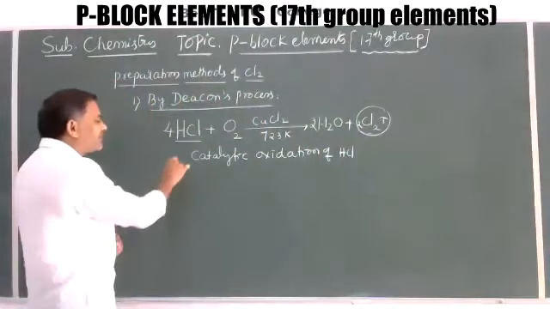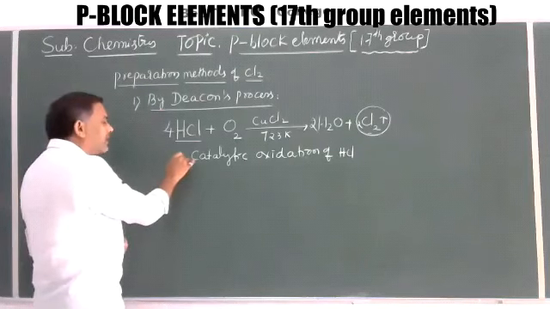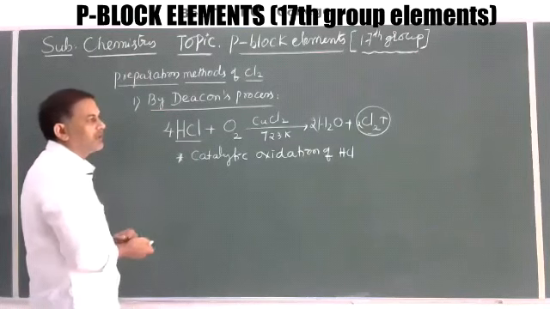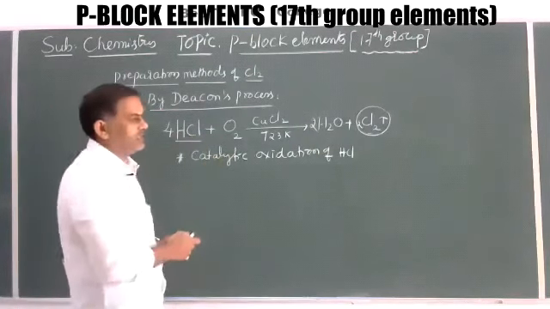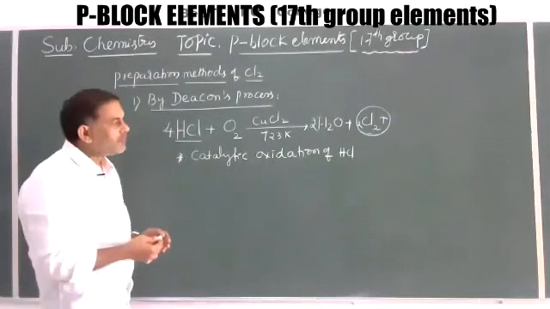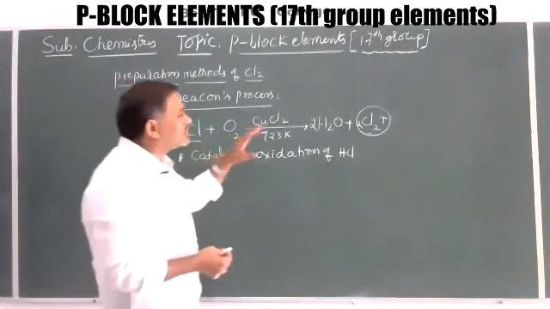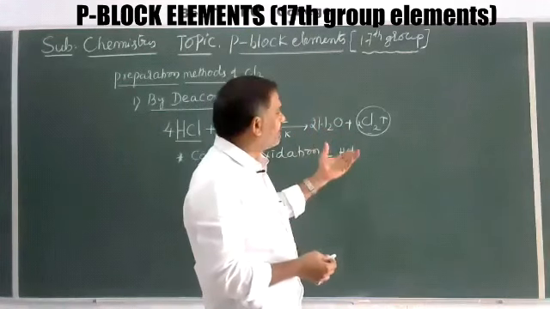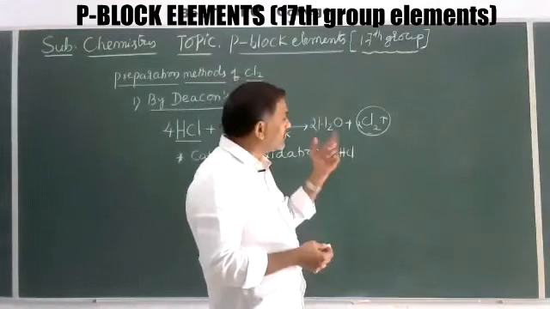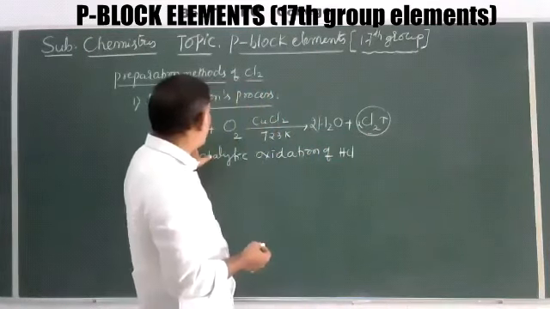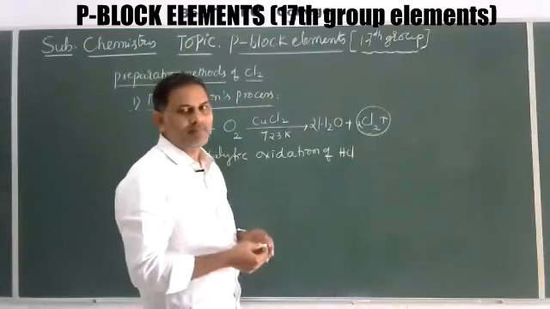So what happens on catalytic oxidation of hydrogen chloride? Give the equation, or what is the gas liberated in this? Maybe they'll ask like that. So these are some important methods: by using manganese dioxide, by using the electrolysis process, by using brine solution, which was explained yesterday, and this is Deacon's process by using hydrogen chloride.